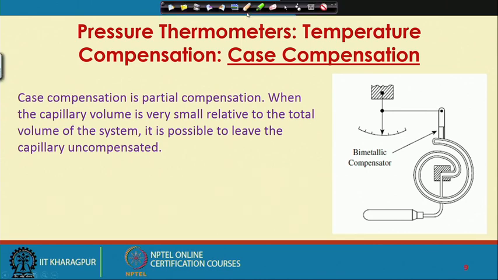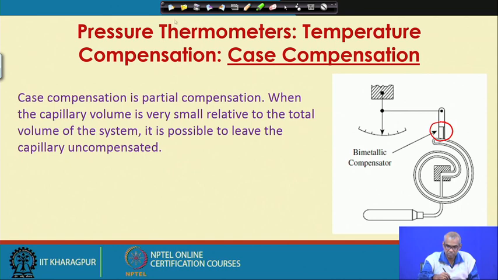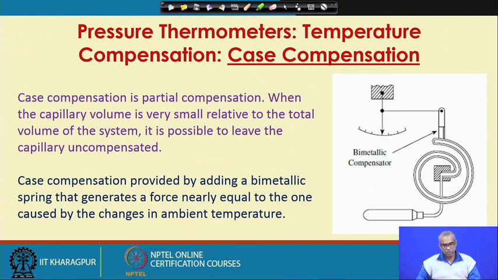So, what we do in case compensation is we take the help of a bimetal. A suitably designed bimetallic strip is attached to the pressure element. Case compensation is provided by adding a bimetallic spring that generates a force nearly equal to the one caused by the changes in ambient temperature.